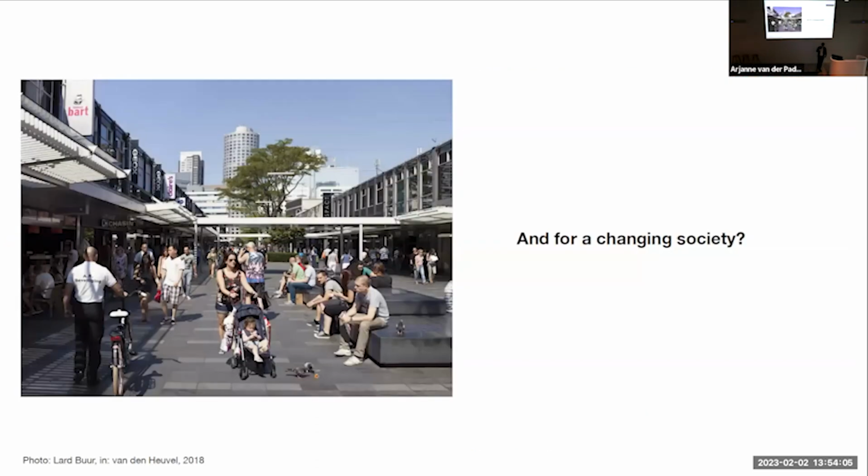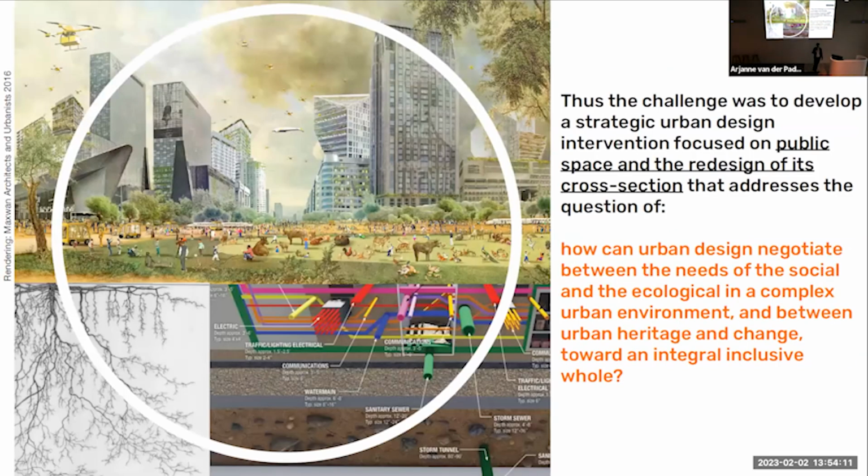And also, we have acknowledged that society is changing, so how do we do this project? So the challenge to the students was, how do we develop an urban design intervention, focused on public space and the design of the cross-section, in order to negotiate between the social and ecological needs in a very complex urban environment, which also has a heritage component.